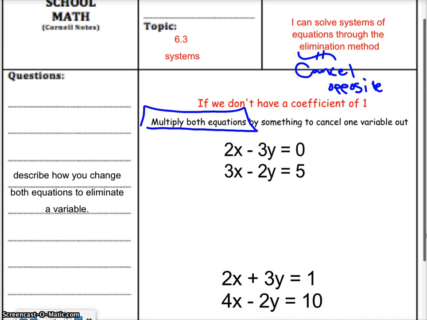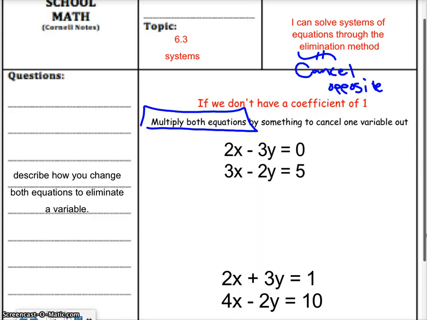So what can I turn 2 into and 3 into that can cancel it out? 6, and good job. What I would do, it's kind of hard to explain this, but my strategy, think of the common denominator. What is a common denominator between 2 and 3? 6 is the common denominator.